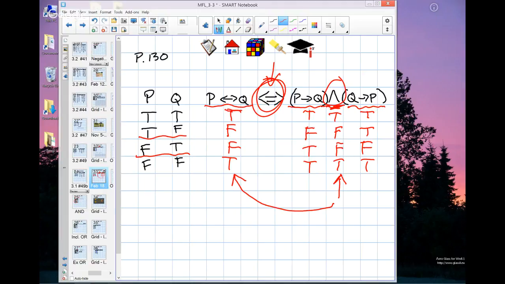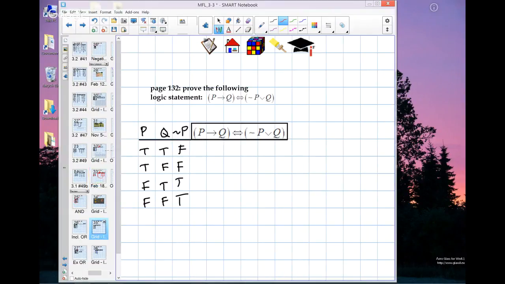Anybody have a question? Okay, I'm going to move on. Let's do, yeah, here's a really good one. In fact, this one's going to turn out to be really important as we move on in the chapter. So the idea is, you see it up here, it says prove the following statement. Prove this. How do you prove 2 things are equivalent? We just learned how to do that. Show that both sides on the equivalent sign come out the same.